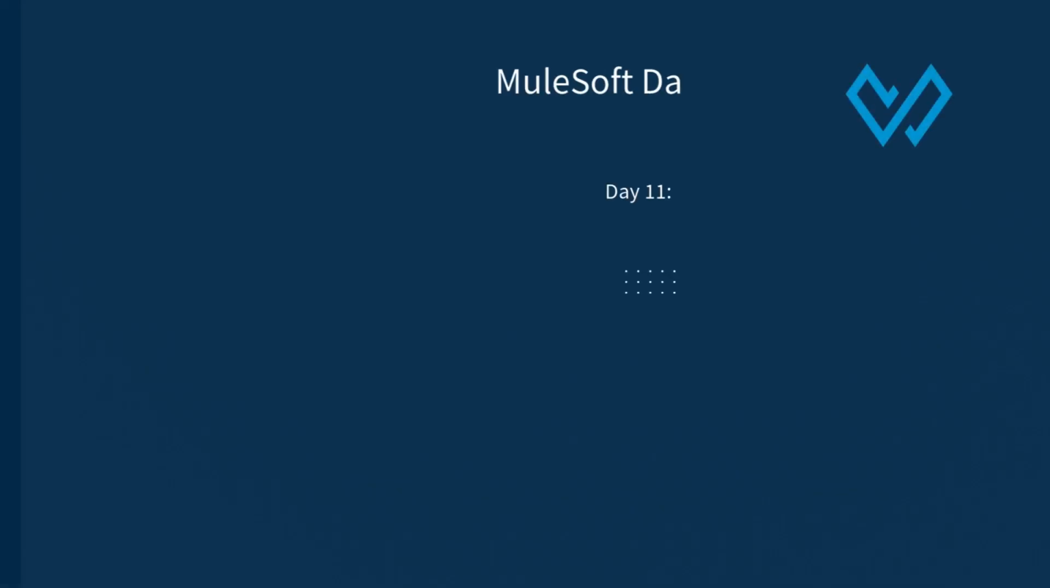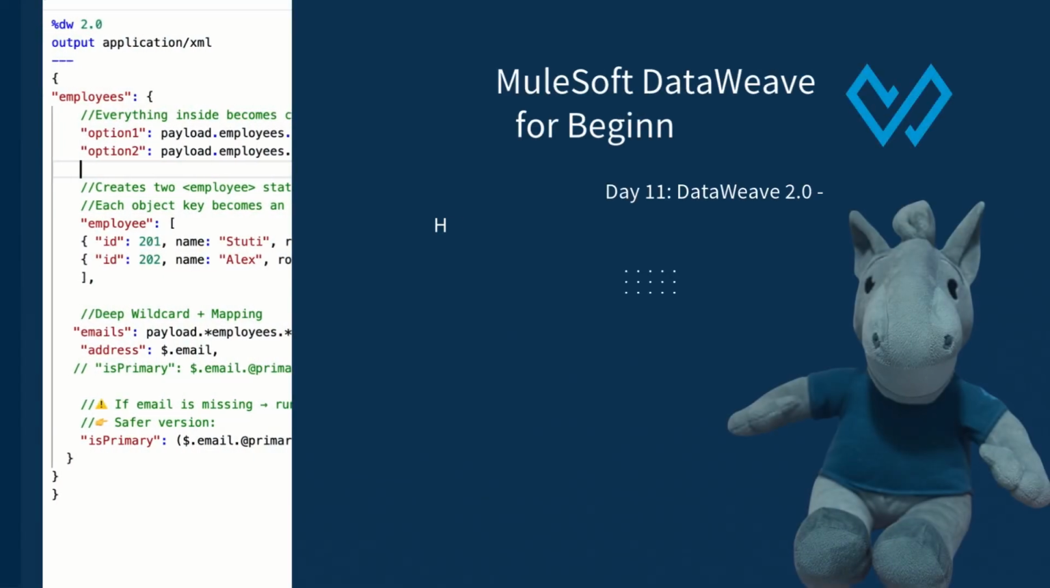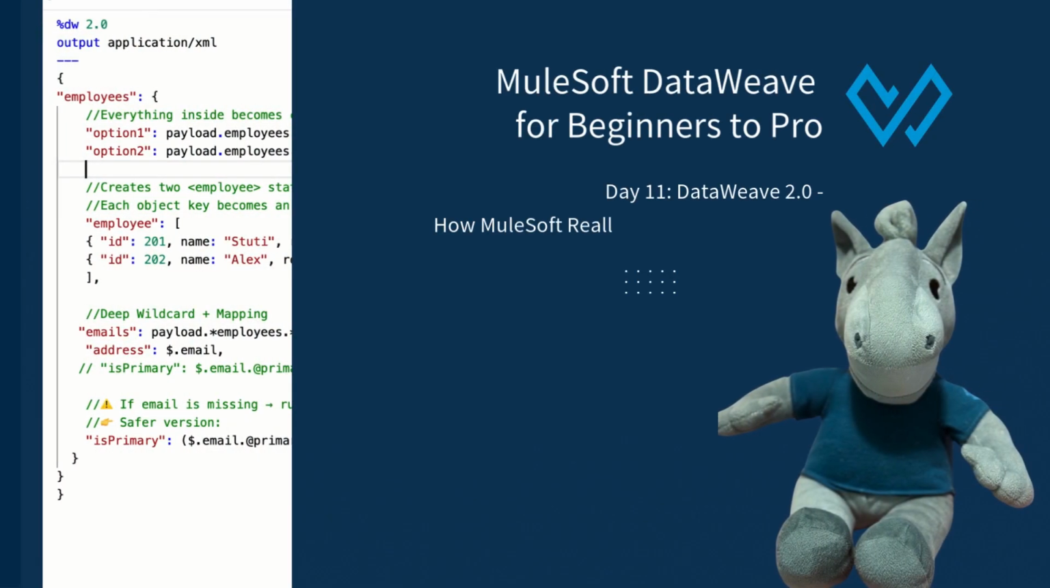XML looks simple until you hit namespaces, attributes, SOAP envelopes, and unpredictable structures. In real enterprise integrations, XML is everywhere: ERPs, SOAP services, legacy systems, and B2B partners. In this video, we'll walk through 5 real DataWeave scripts that show how to read, transform, normalize, and safely handle XML and SOAP responses the way it's done in production.